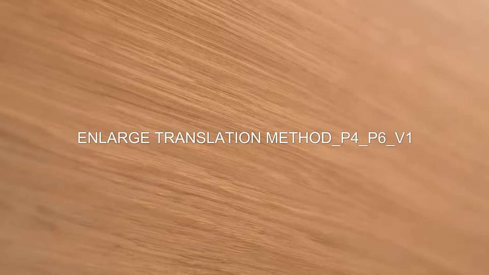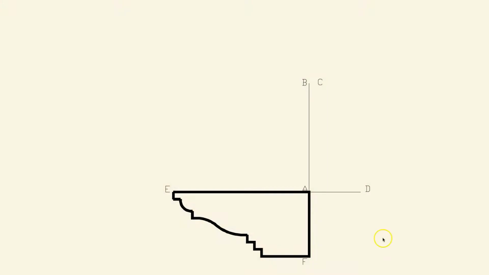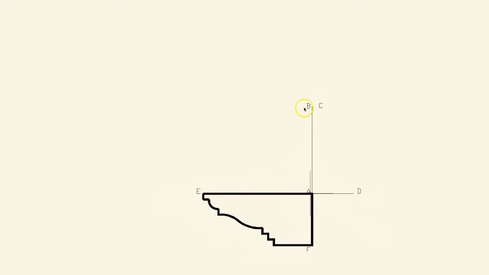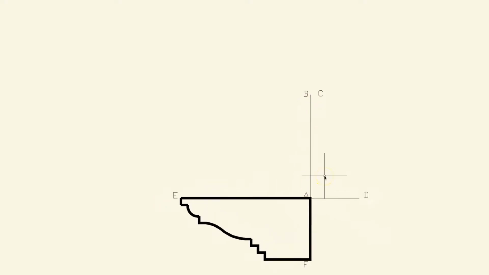Okay, this is a video on how to do an enlargement by translation. So what will be asked is that you'll be asked to enlarge a molding so that the dimensions AF go onto AD and AE goes onto AB. And that can be asked in a variety of ways.